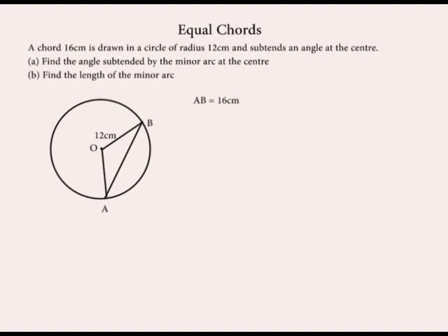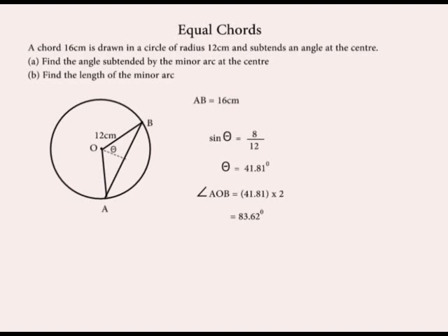In our solution, AB, the chord, is equal to 16 centimeters. The radius is 12 centimeters. If we mark this angle as theta, sin theta is equal to 8 over 12, and theta is equal to 41.81 degrees. We know that angle AOB is twice angle theta, that is 41.81 times 2, which will give us 83.62 degrees.